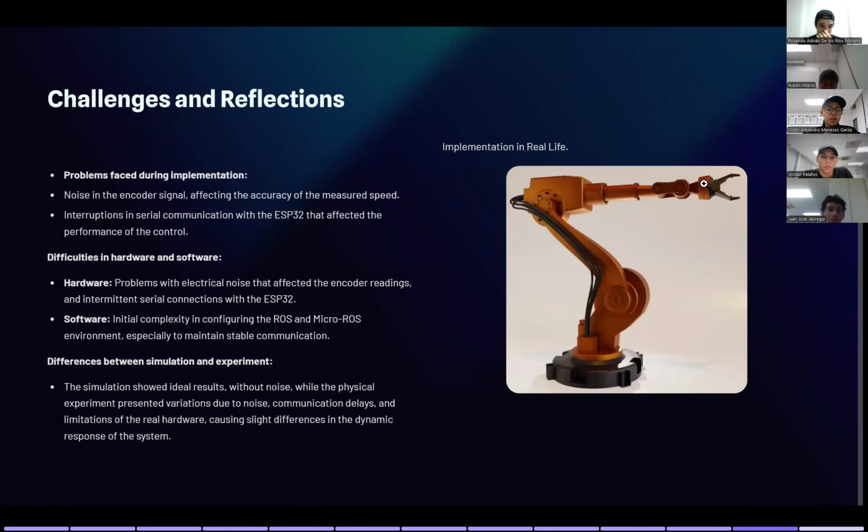Challenges and reflections. The difference between the simulation and experiments is that the simulation showed ideal results without noise, while the physical experiment presents variabilities, with noise, communication delays, and limitations of the real hardware, causing a slight difference in the dynamic response of the system.